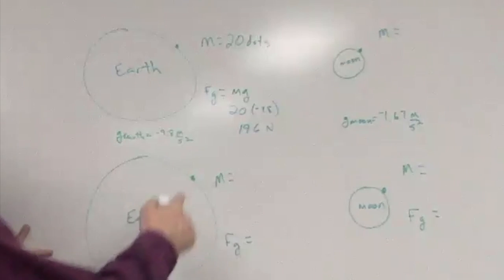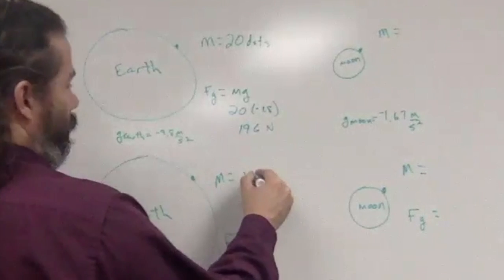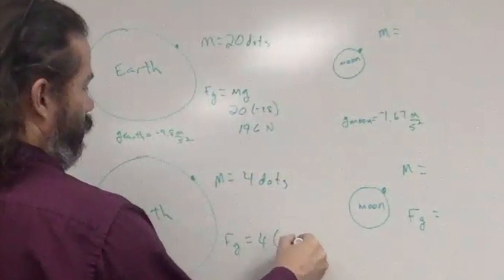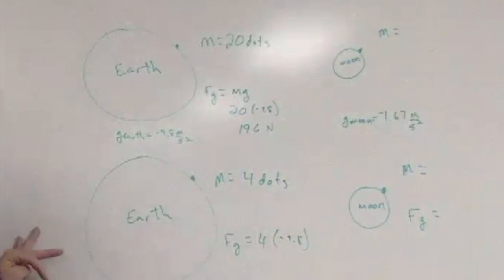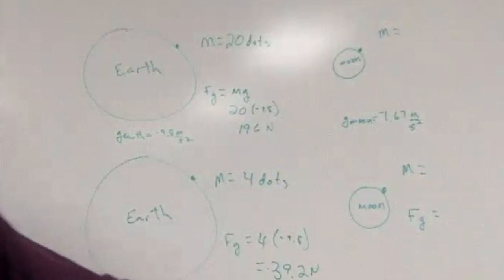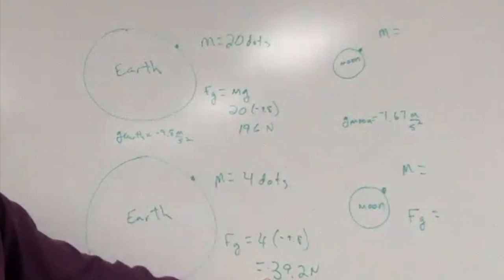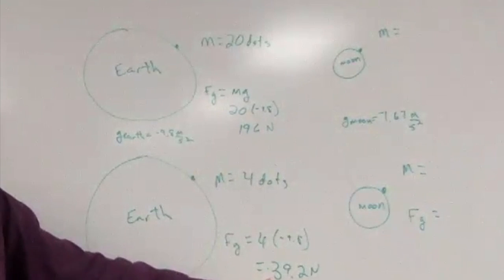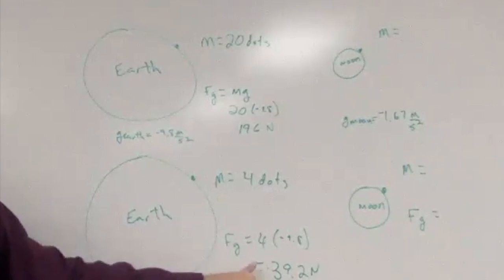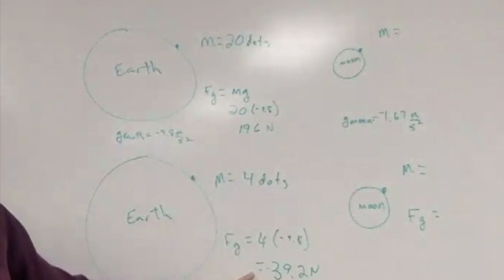Let's take our soccer ball and put it on the Earth. It's got a mass of 4 dots, and 4 times negative 9.8 is 39.2 newtons. So it has a weight of 39.2 newtons. Now look at this: almost 200 newtons versus almost 40 newtons. A big difference, right? This one's about 4 times heavier than this. So this is the weight of the object, and it kind of makes sense. Bowling ball, heavy; soccer ball, not so heavy.